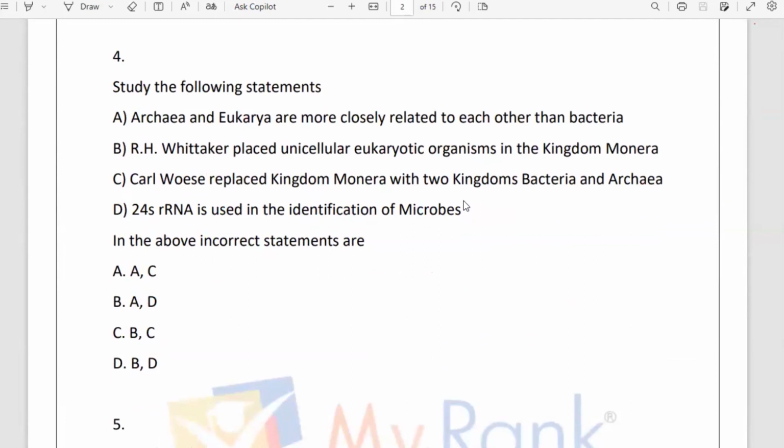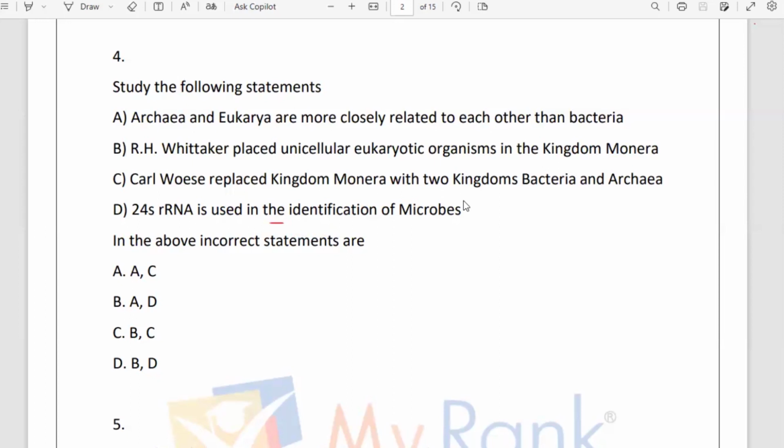Going for the fourth question, study the following statements. Archaea and eukarya are more closely related to each other than bacteria. R.H. Whittaker placed unicellular eukaryotic organisms in Monera. Carl Woese replaced kingdom Monera with two kingdoms, bacteria and archaea. 24S rRNA is used for identification of microbes. So we have to find out what are the incorrect statements.